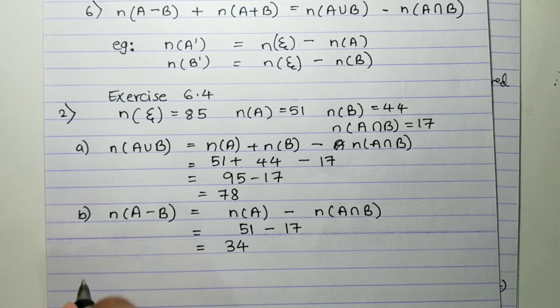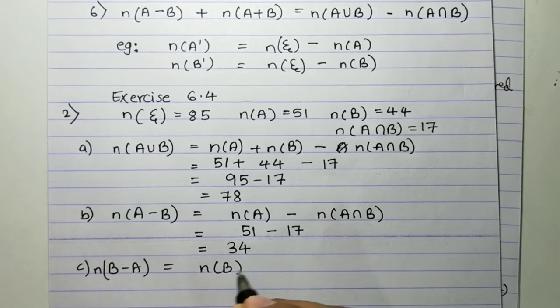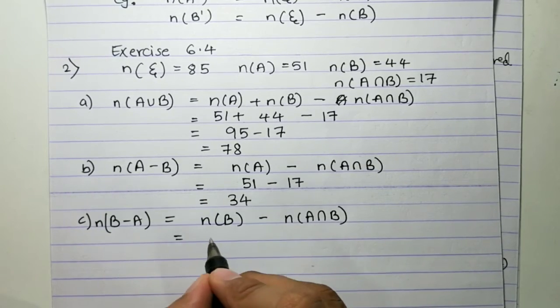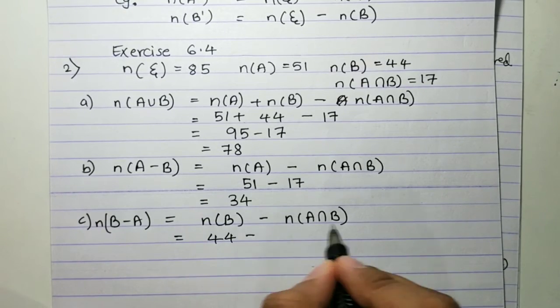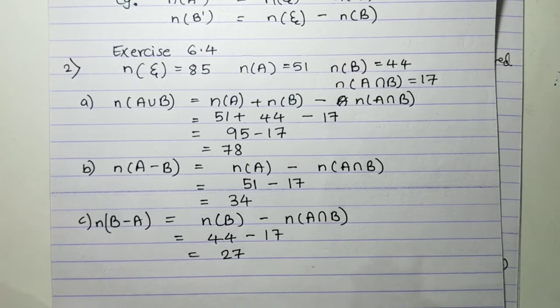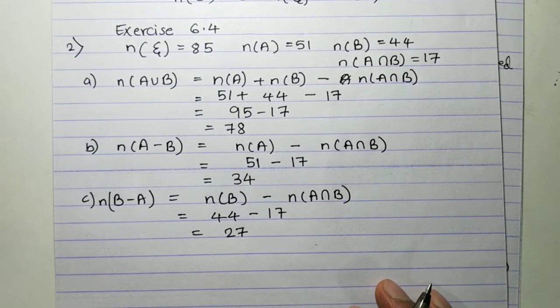Next is N of B minus A. What is B minus A? N of B minus N of A intersection B. So what is the value of B? 44 minus A intersection B is 17. This is 27. You are getting direct answers.